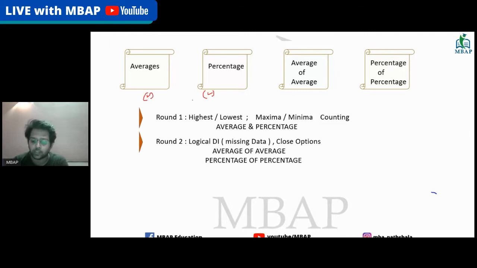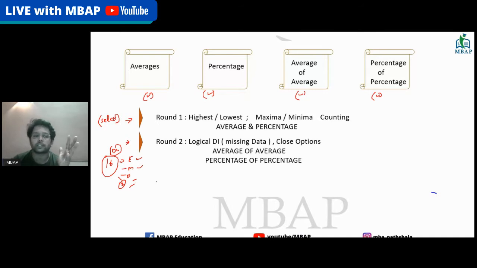You will see average based questions, percentage based questions, questions based on average of average, and questions based on percentage of percentage. There are four kinds of questions which come in the examination. What is also important is to understand the round one and round two questions. This is the selection category. We know there are 16 questions which come in DI. This is going to be a mix of easy, medium, difficult, and next to impossible questions.